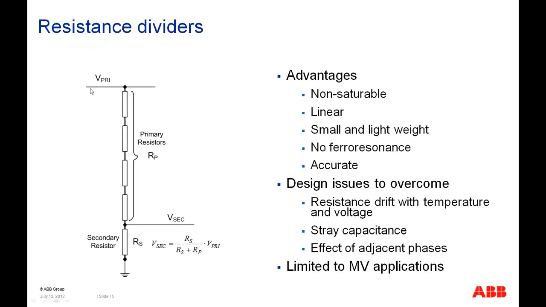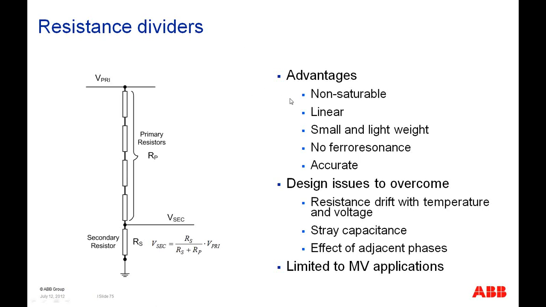The resistance divider is just what it says. Instead of having any kind of a wire wound device, we just have a primary set of resistors. Then we tap the lowest resistor to come up with a secondary voltage. Of course, that's going to be proportional to the lowest resistance divided by the sum of all the resistors in series with each other. This could be used, but it's typically used only on medium voltage applications, and not on high voltage applications at all.